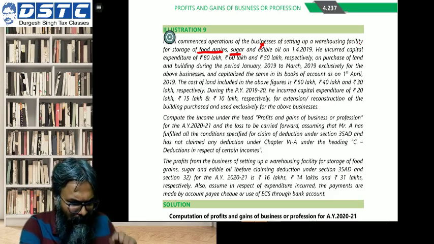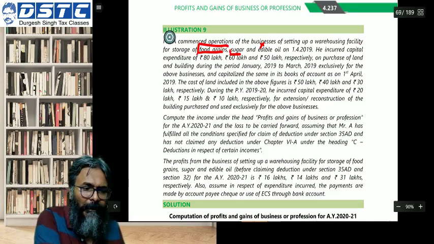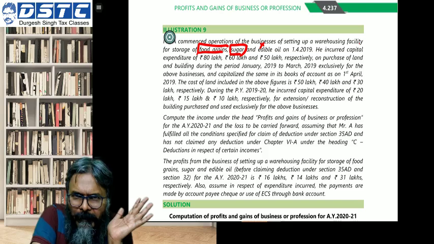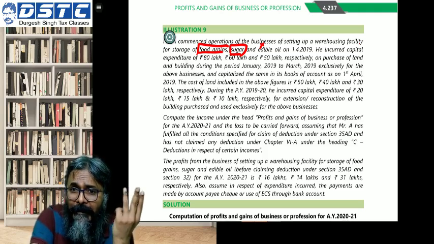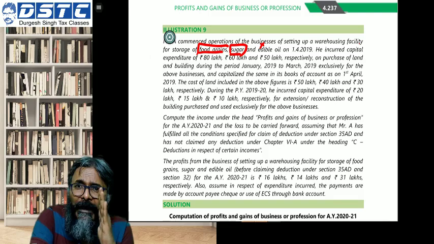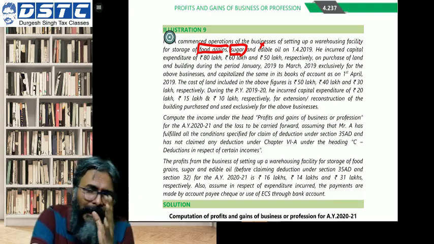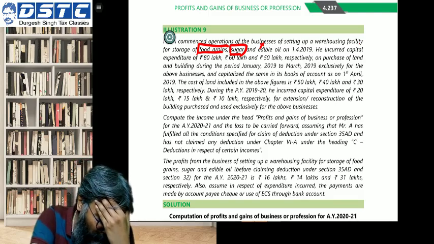So this is one thing which is to be considered. But what about food grain? What about food grain and sugar? For food grain and sugar, all the eligible capital expenditure, except land, goodwill and financial instrument, which I have incurred for setting up the infrastructure of food grain and sugar, will qualify for a deduction under section 35AD.